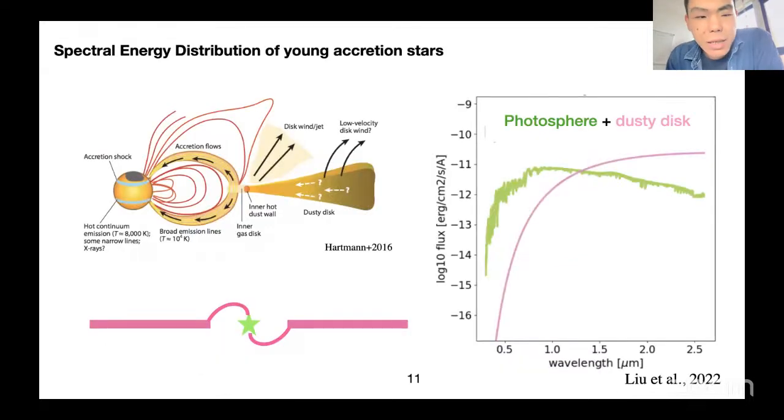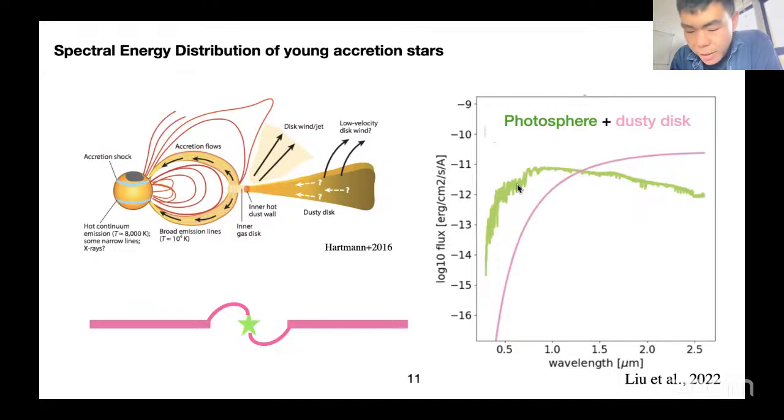Here I'm showing you the spectral energy distribution of a normal young accreting star. What you are looking at here is two components. The first component is the photosphere, shown in green, coming from the star. And then we have an accretion disk, shown by the pink lines here. So you can see there are two components: a photosphere and the accretion disk.